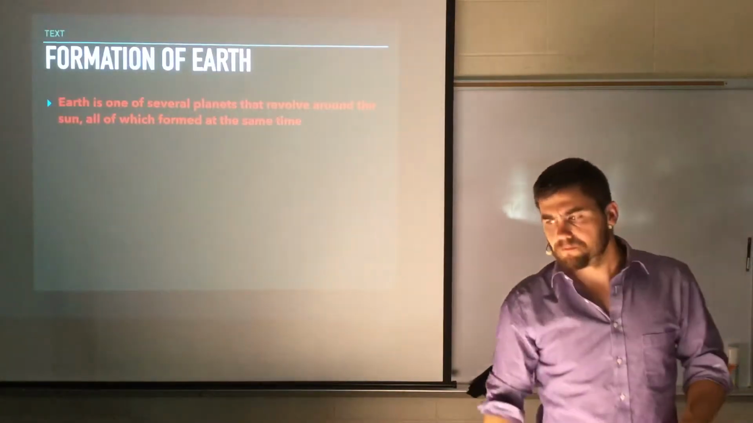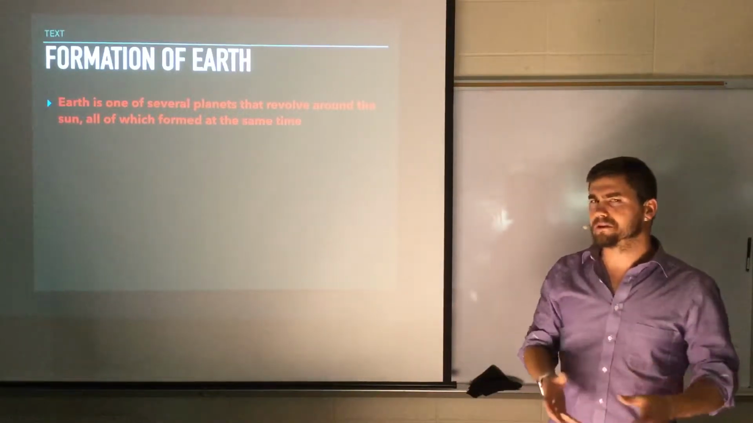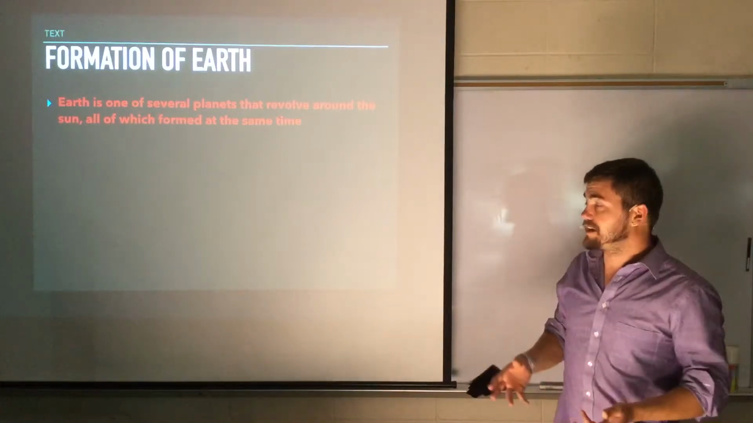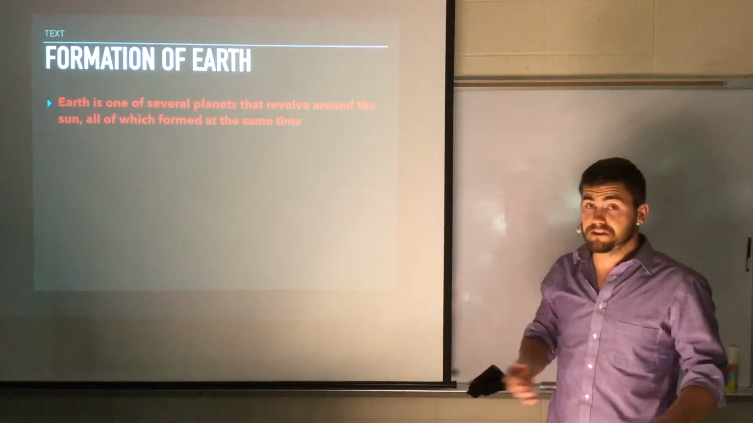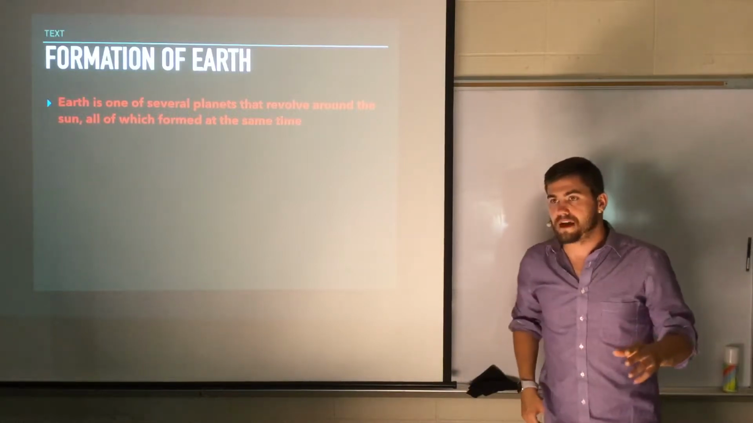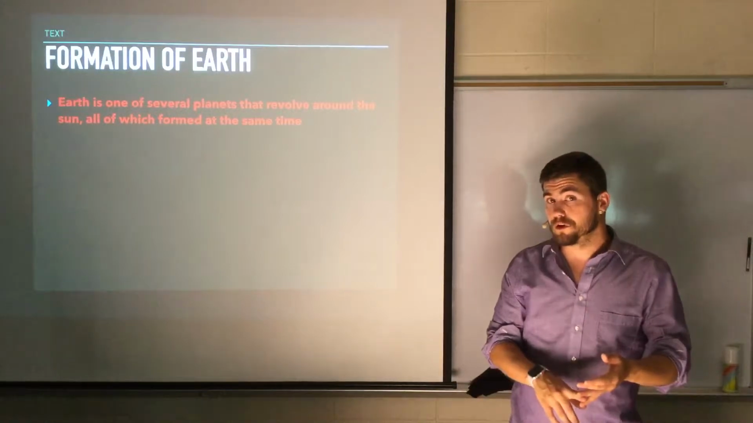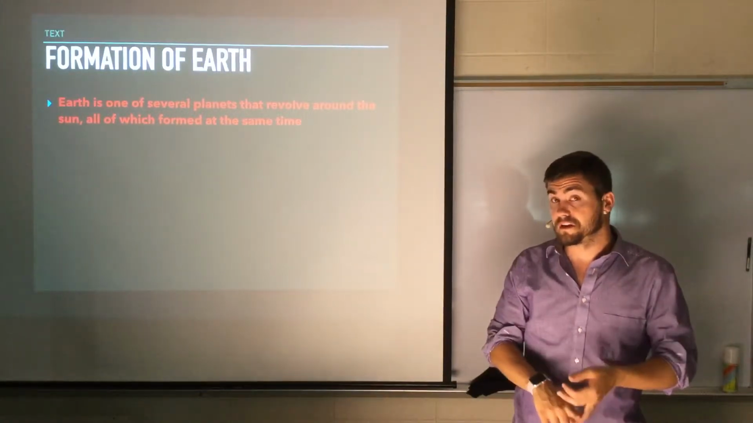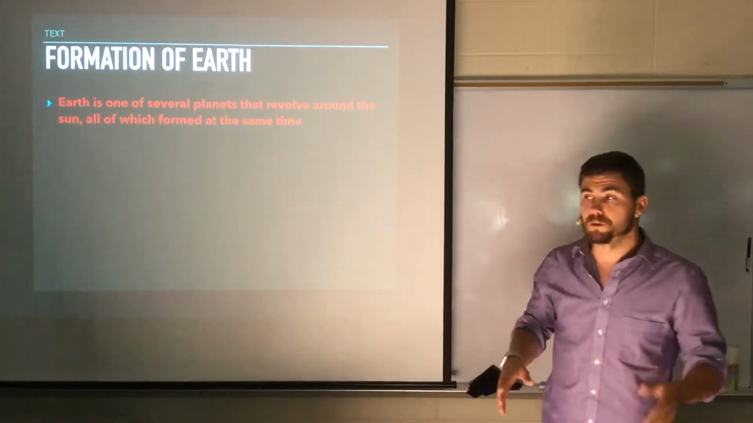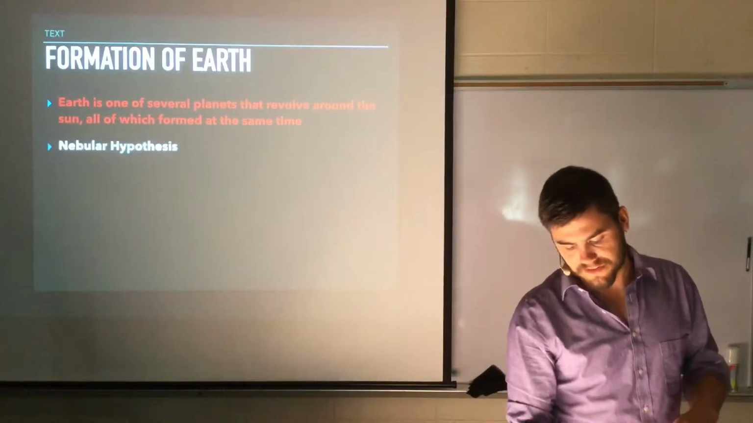Okay, so where we're going to begin is, where does our planet come from? So Earth is one of many planets that revolve around a particular star. We call it the sun. And those objects all formed at pretty much the exact same time. Before there was an Earth, there was no sun. There were stars in other places in the galaxy, but in this particular spot, there wasn't one. They formed at the same time.